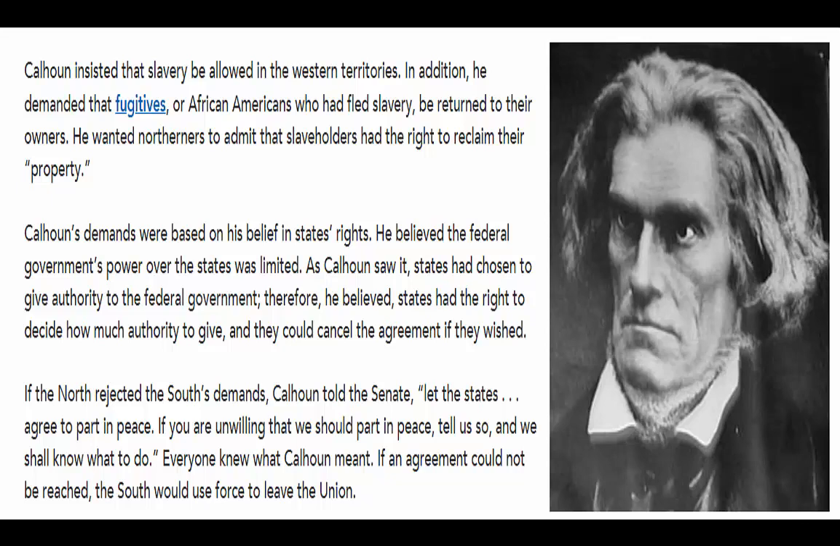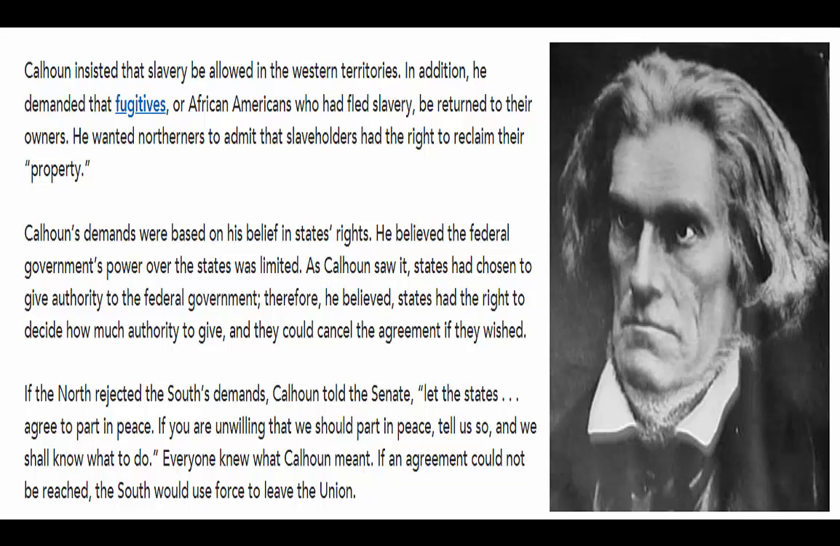As Calhoun saw it, states had chosen to give authority to the federal government. Therefore, he believed, states had the right to decide how much authority to give, and they could cancel the agreement if they wished. If the North rejected the South's demands, Calhoun told the Senate, quote, let the states agree to part in peace. If you are unwilling that we should part in peace, tell us so, and we shall know what to do. Everyone knew what Calhoun meant. If an agreement could not be reached, the South would use force to leave the Union.